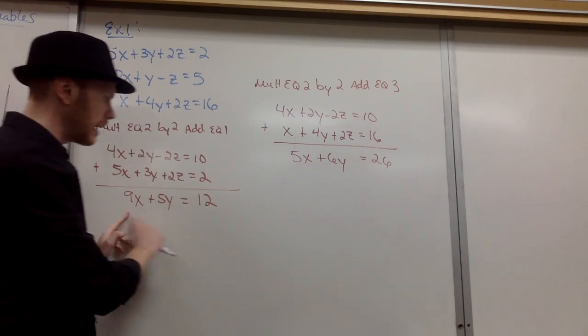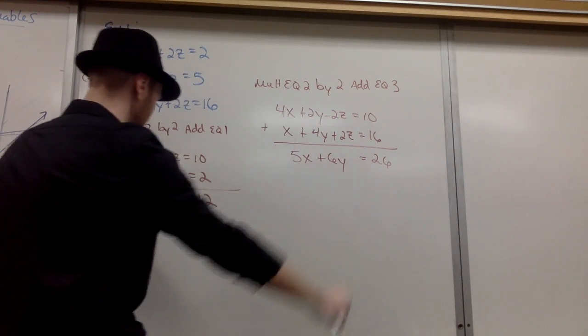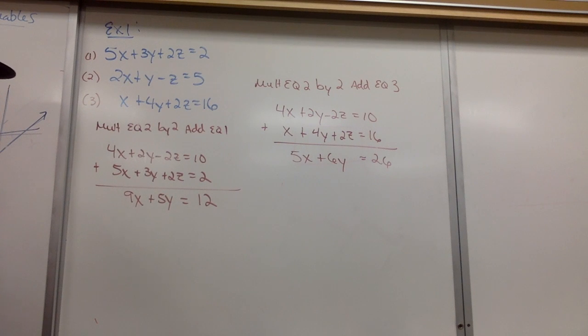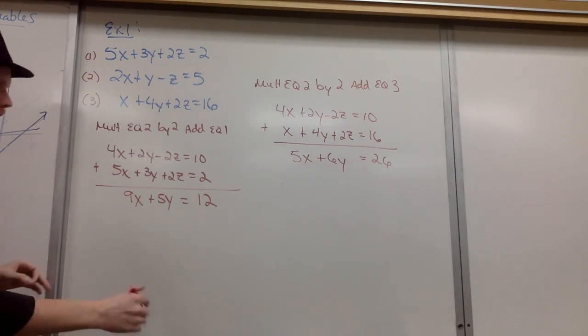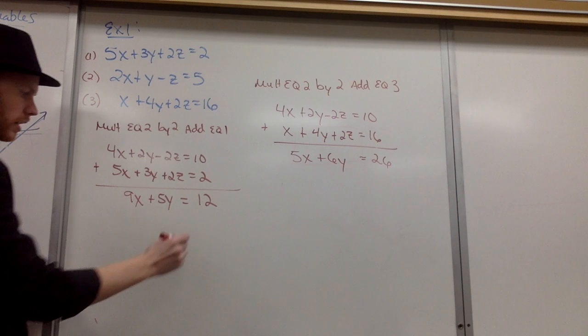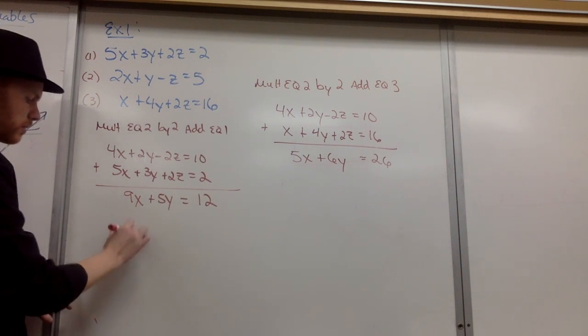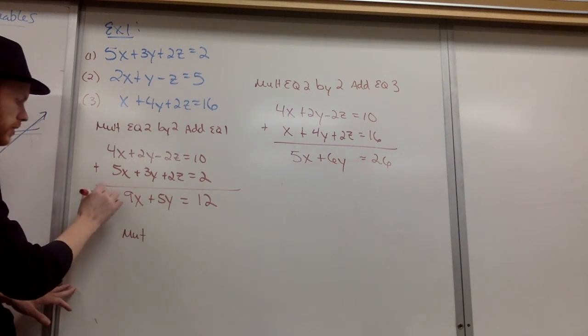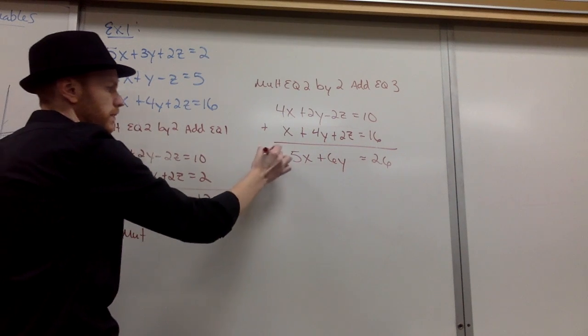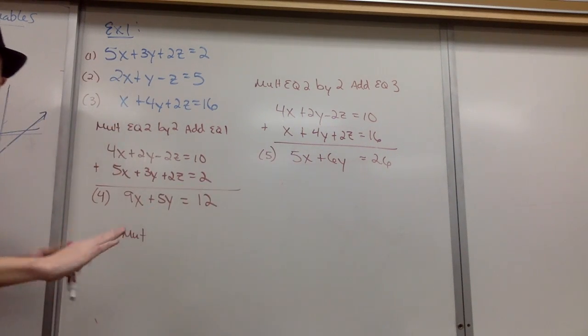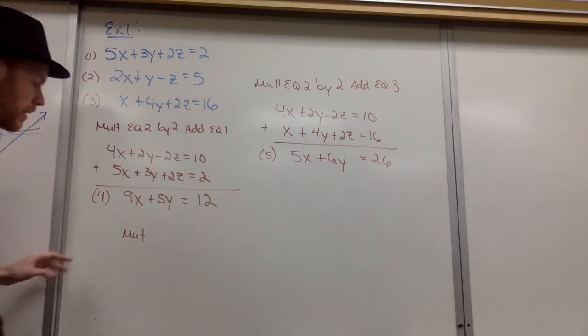Okay, so I got 9x and a 5y, 5x and a 6y. Wow, I really made this tough on me. So what variable do I want to get rid of, x or y? Well, I'm thinking y would be nice. So I'm going to make this equation 4, and this is equation 5. Once again, I am labeling it to make it easy to reference.